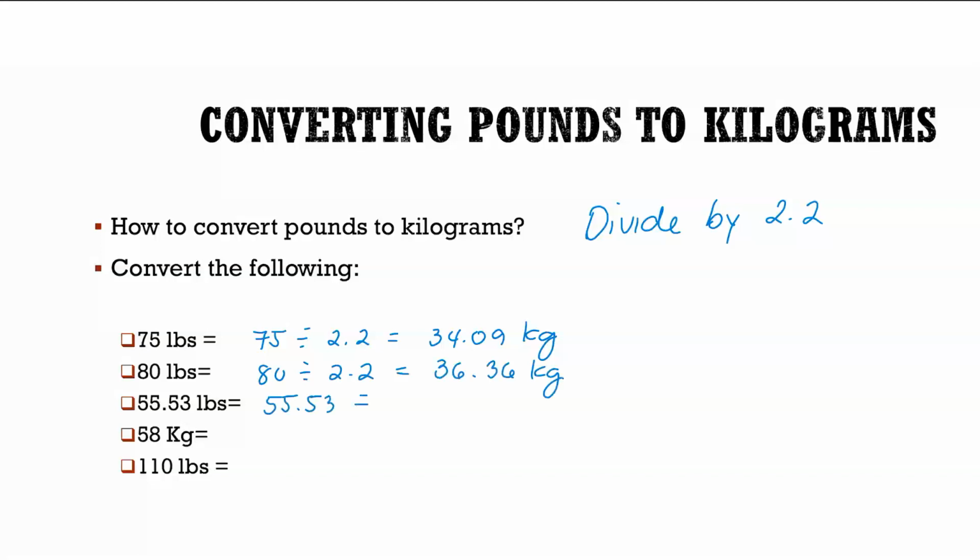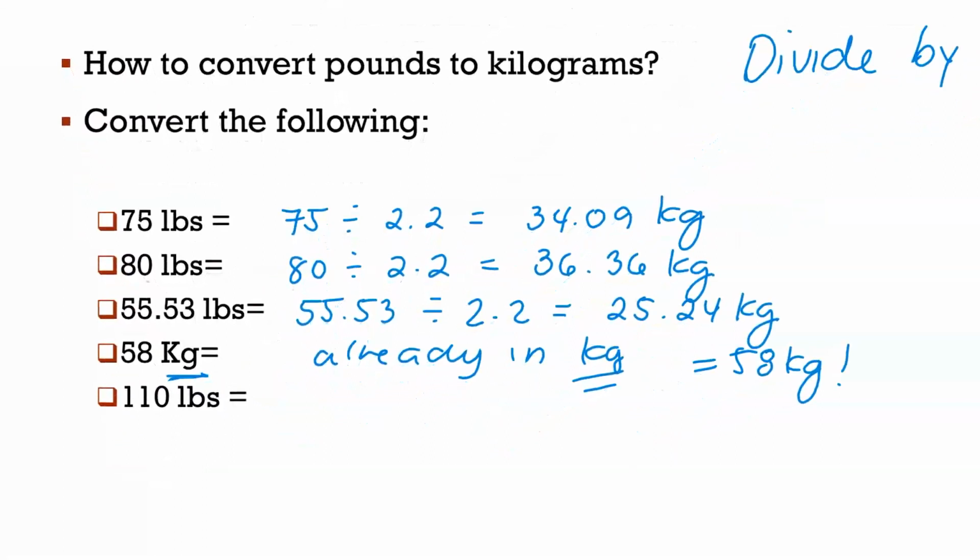55.53 divided by 2.2 is equal to 25.24 kilograms. Next, we have 58 kilograms. It's already in kilograms, so we don't really do anything with it. We have to pay attention to the unit of measurement. This is 58 kilograms, so we don't do anything with it. Next, 110 divided by 2.2 equals 50 kilograms.